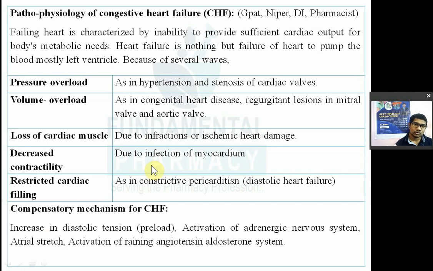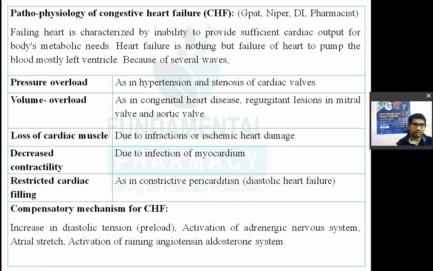So due to myocardial infarction or myocarditis, there is decreased contractility; restricted cardiac filling, as in case of constrictive pericarditis, is known as diastolic heart failure. So heart failure may be systolic heart failure or diastolic heart failure. Systolic heart failure means the heart is not able to pump sufficient blood. Diastolic heart failure means the body's metabolic demand is increased, and your heart is not able to supply that amount of blood.